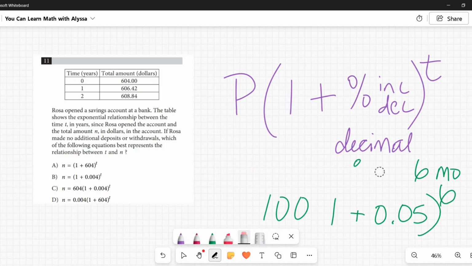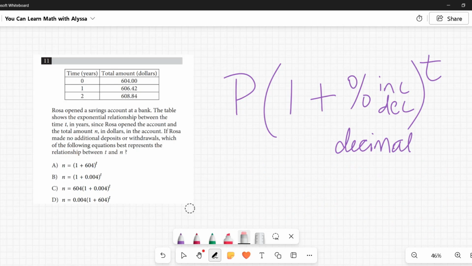This is a very, very good formula to know. Please memorize it before the SAT. It is not provided, but it comes up all the time. So let's look at our chart and see what would go in here. And we may or may not need to fill in everything.